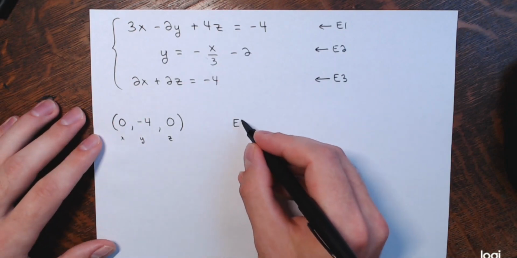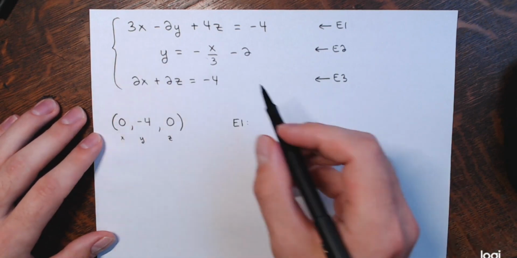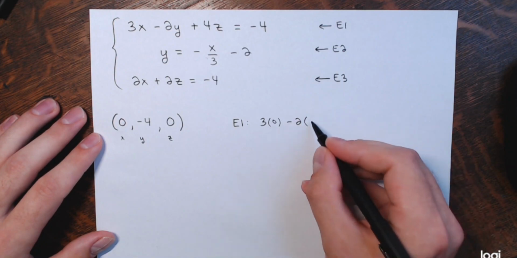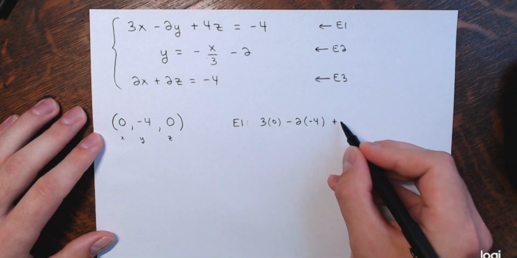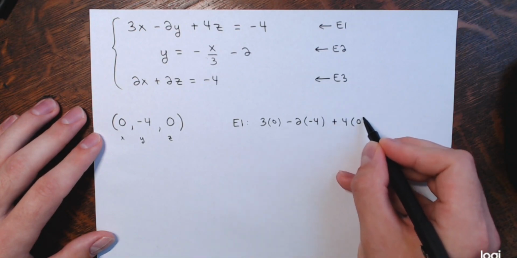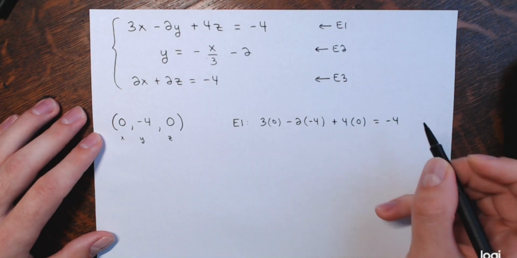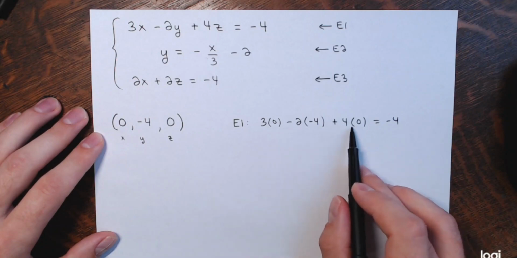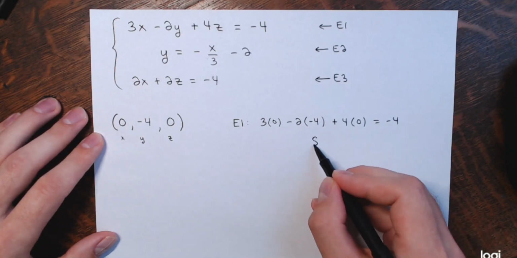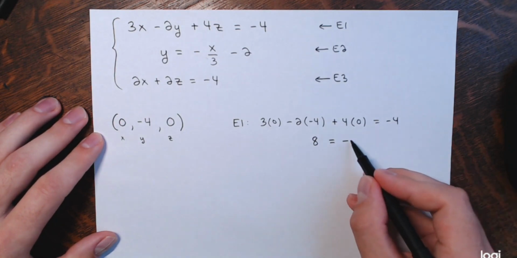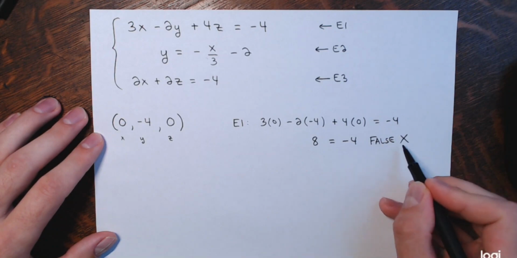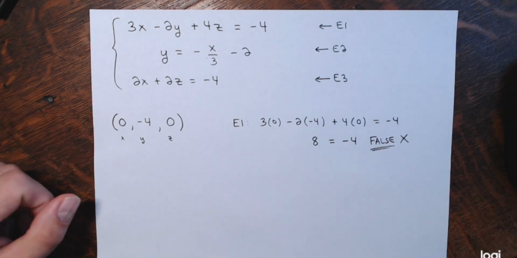Alright, so let's look at equation 1. So we have 3 times x, 3 times 0, minus 2 times the y, being minus 2 times negative 4, plus 4 times z, 4 times 0 again. Is this equal to negative 4? Well, no. This is 0, this is 8, this is 0, so adding all that up, that's 8 on the left. And then you got negative 4 on the right. 8 is not equal to negative 4. This is false. And I can stop.